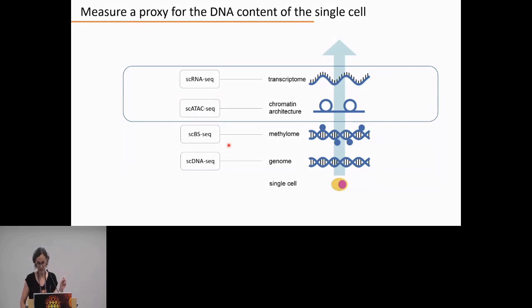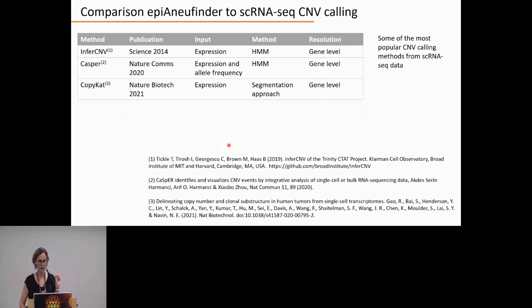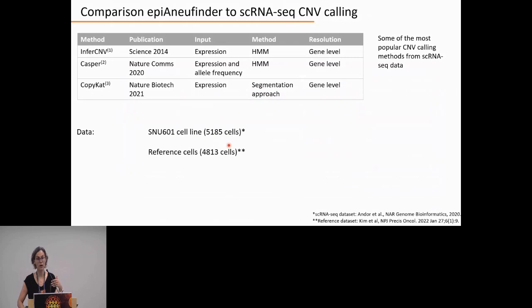So what we first did for that is compare how well the copy number variation calling from single-cell RNA-seq works compared to the copy number variation from single-cell ATAC. So we chose for that 3 different copy number variation callers from single-cell RNA-seq data: InferCNV, Casper, and Copycat. There are many others. We chose these 3, and we tested them again on the SNU-601 cell line, the one that I've shown you before.